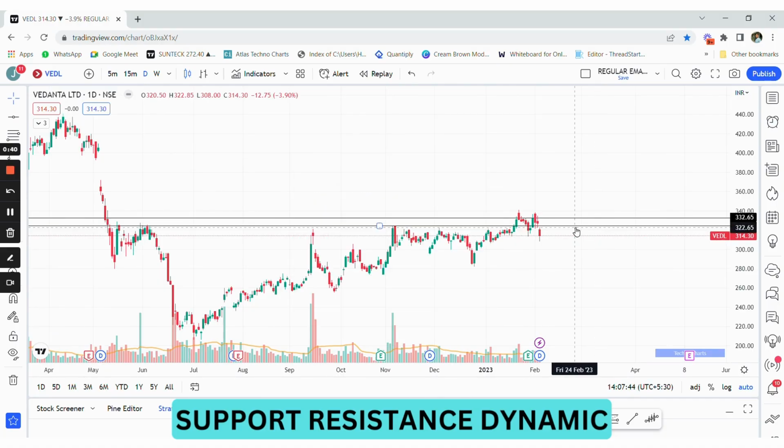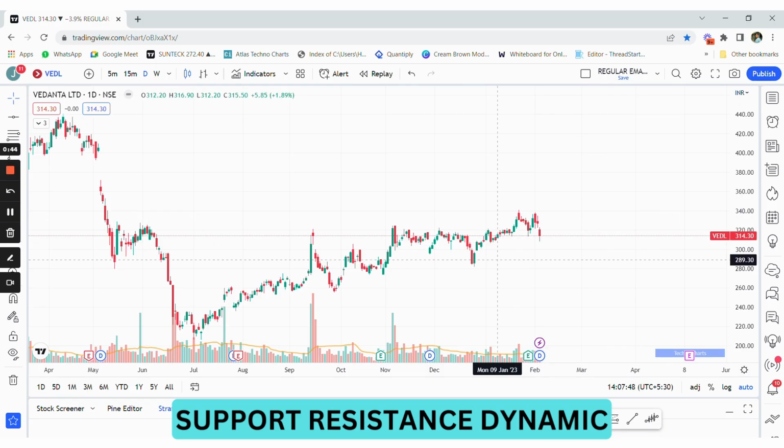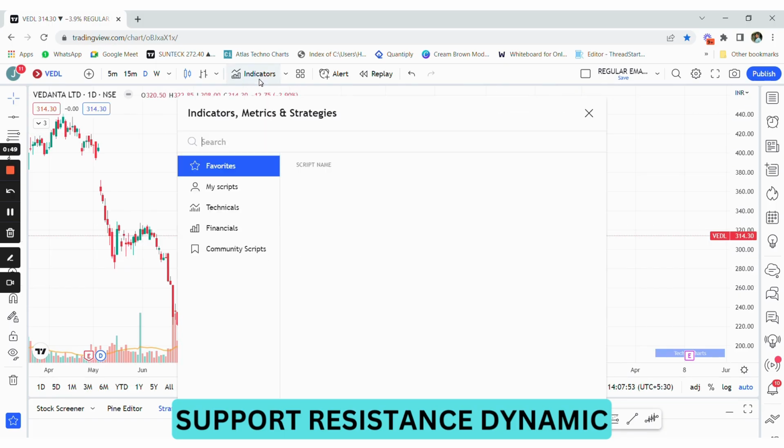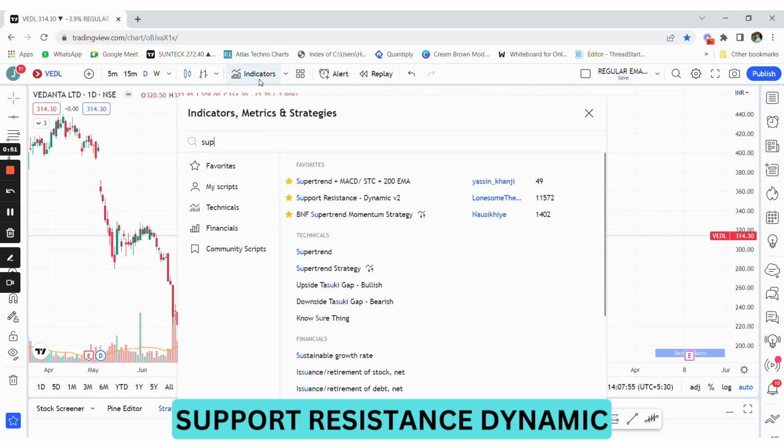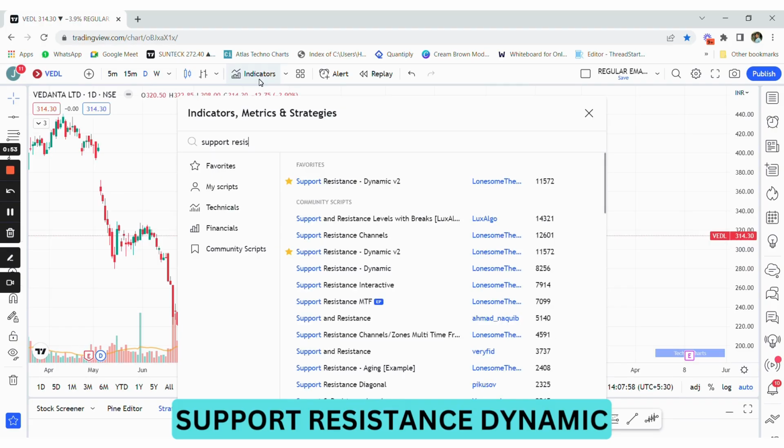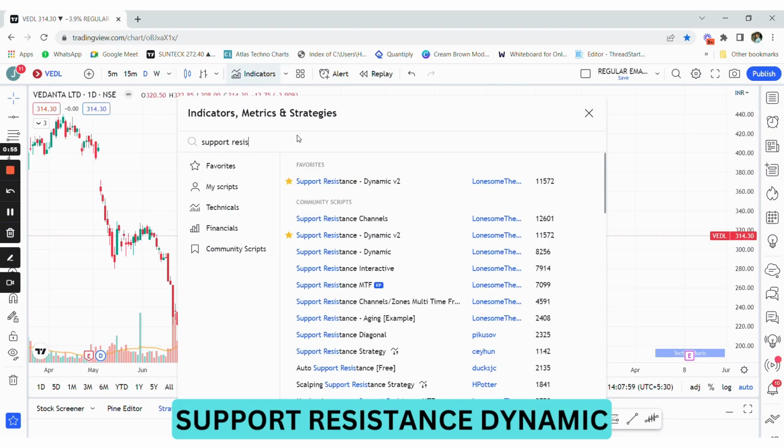To overcome that, we are trying to plot the support and resistance dynamically by using the Pine Script code. Go to the indicator section and type support resistance dynamic. Once you type that, you can see the indicator named Support Resistance Dynamic V2 by Lonesome, right? I am going to link the indicator in the description below. You can click on that link and add it to the indicators.